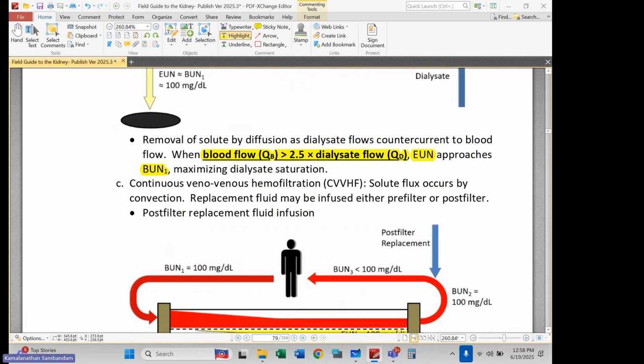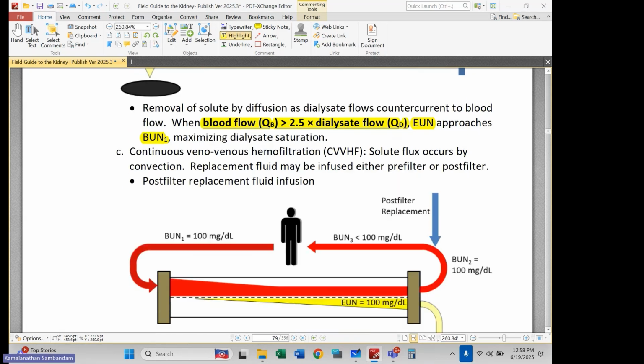This rule of thumb of 2.5 times my dialysate flow rate, or in intermittent dialysis the flip, should now be owned by this audience, okay? No questions here? All right, then let's move on.